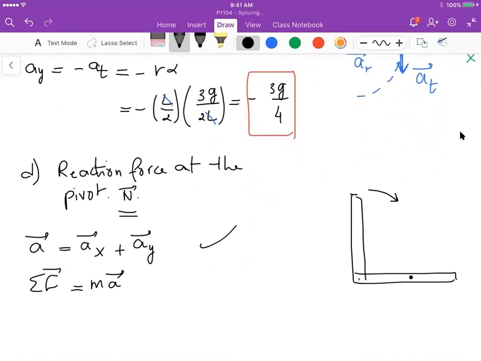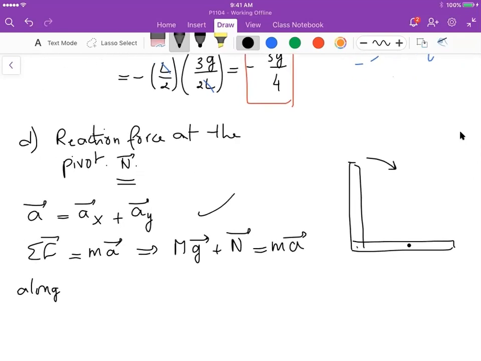We already know that we have two forces acting on the rod in this position: mg, which is the weight, and the reaction of the pivot. The summation is equal to m times a. So let's make the projection of this equation onto x and onto y. Let's start along the x-axis, it doesn't matter, both are fine. So along x, what do we have?